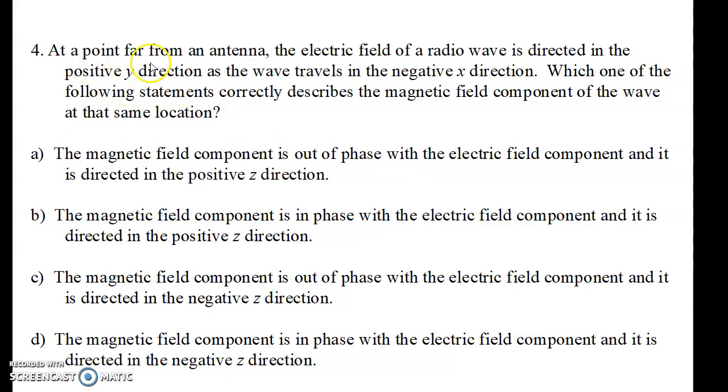At a point far from an antenna, the electric field of a radio wave is directed in the positive Y direction as the wave travels in the negative X direction. Which one of the following statements correctly describes the magnetic field component of the wave at that location? And the answer there is D. The magnetic field component is in phase with the electric field component, and it's directed in the negative Z direction. Okay.